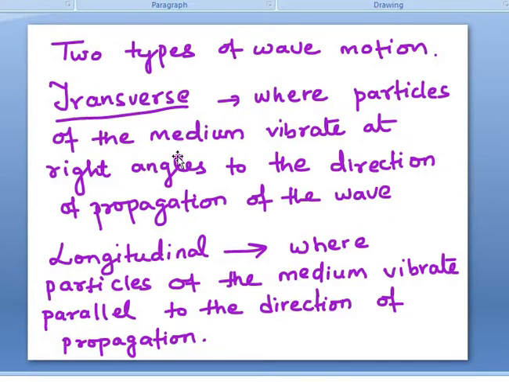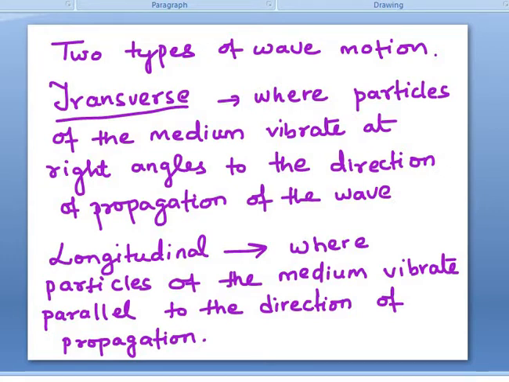That is, basically there are two types of wave motion: transverse, where particles of the medium vibrate at right angles to the direction of propagation of the wave; and longitudinal, where particles of the medium vibrate parallel to the direction of propagation. Now, here there are two things.